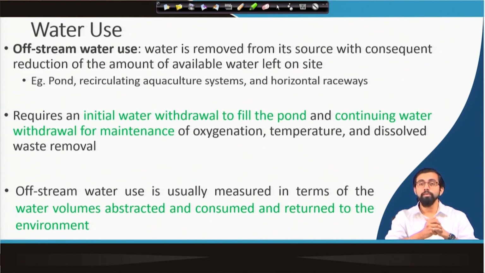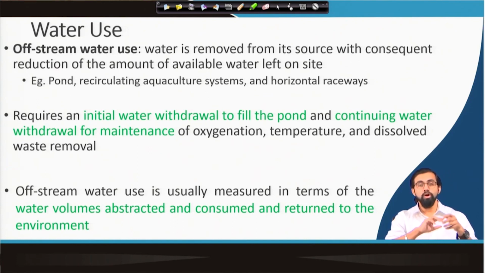Otherwise, what will happen, as I told you, the aquaculture species cannot survive even a very minimal amount of temperature difference. Unless there are specific species which can do that, but most of them cannot. So that's why we have to be very cautious about the temperature, the pollutants, and the dissolved oxygen content of our farm, of our pond.